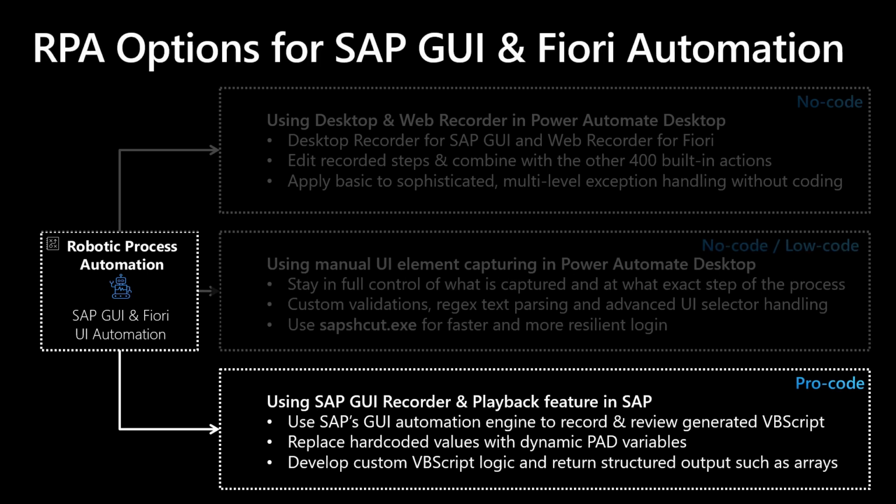And the third category is the pro-code category, where you can use the SAP GUI record and playback feature in SAP and reuse the VB script that is being generated in Power Automate Desktop. You can then replace the hard-coded values you have supplied during the recording with Power Automate Desktop variables. This will allow you to develop custom VB script logic and return structured output such as arrays and other data.